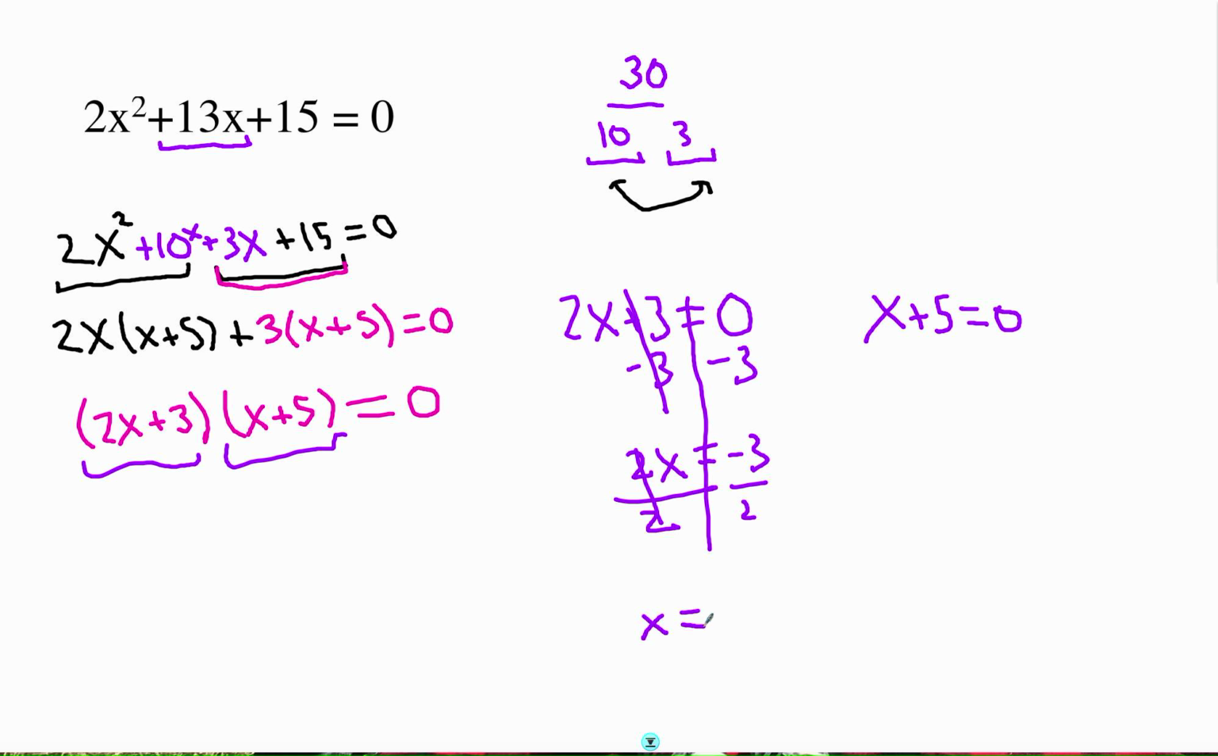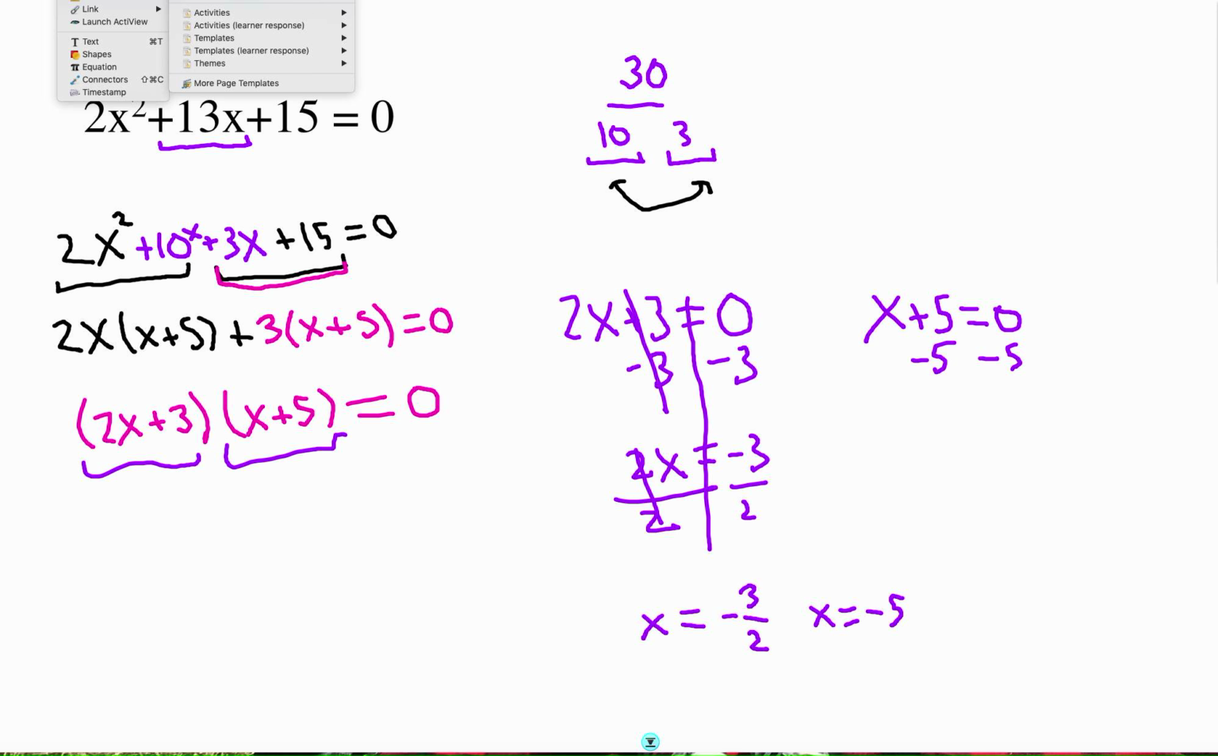It is perfectly okay to just leave the fraction. For this second equation here, I would subtract 5 from both sides, and then I would get x equals negative 5. And I could write those in brackets as a solution set. I could write them together.